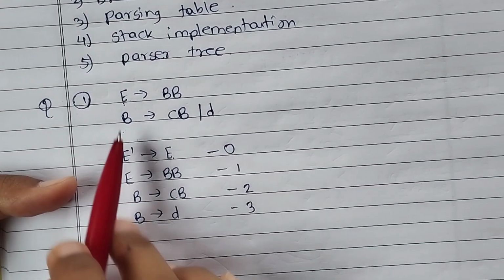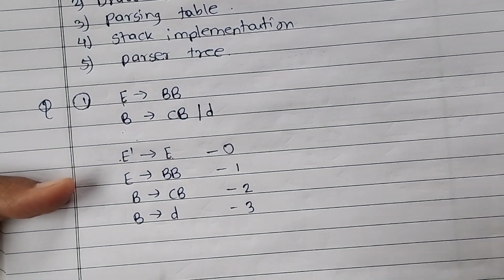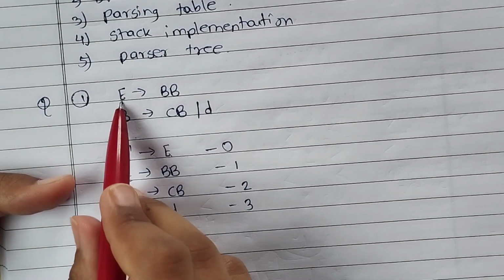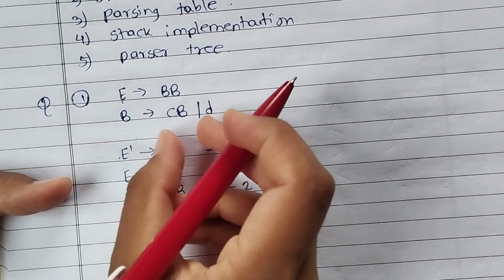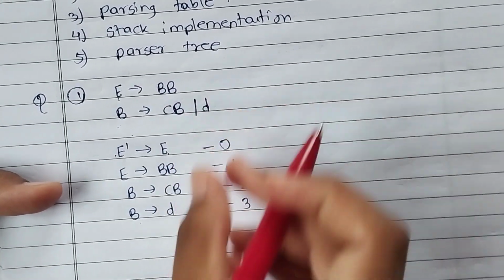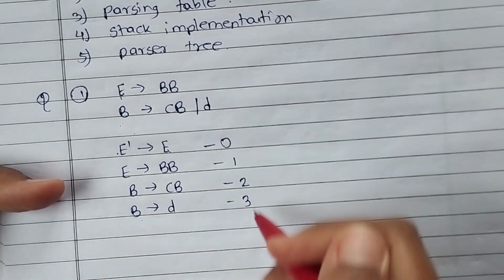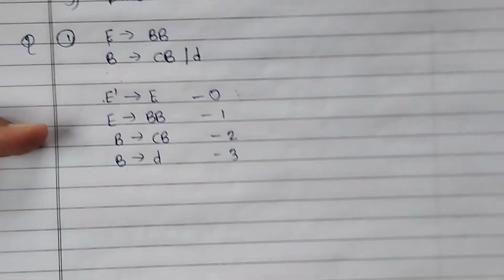First see the starting symbol and write E' → E, then the grammar as it is. One by one, consider only one grammar with one production. If OR is the condition, then write this OR condition separately below and number it sequentially. Start with 0, 1, 2, 3.